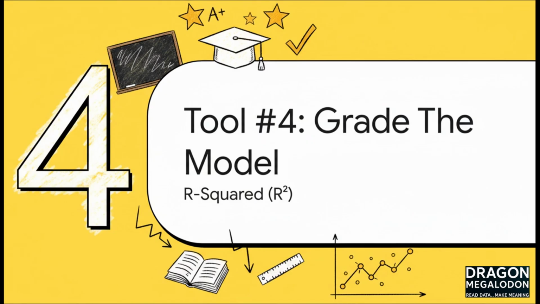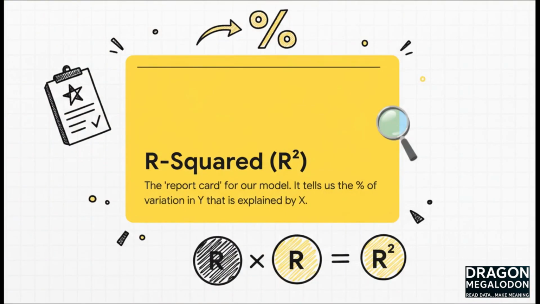So, great. We've built a prediction model. But is it any good? Like, is it an A+ model or is it barely passing? We need a way to grade our crystal ball, right? And that's exactly what our 4th and final tool does. It's called R-square. Think of R² as the official report card for our prediction model.